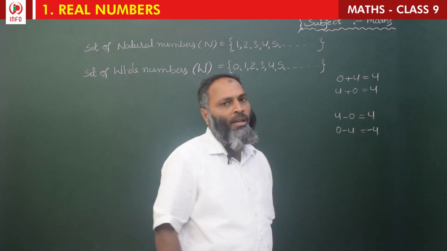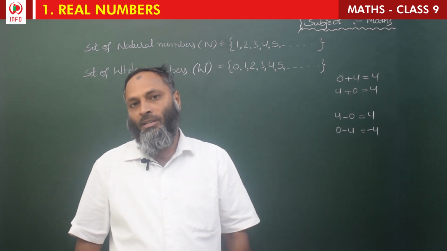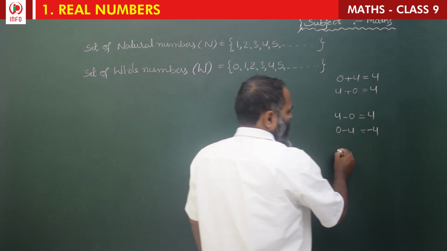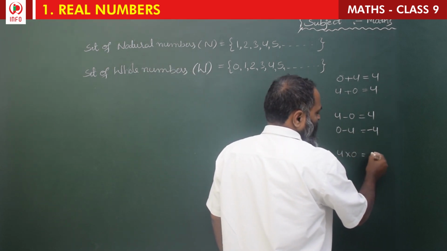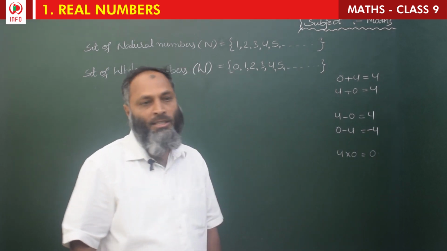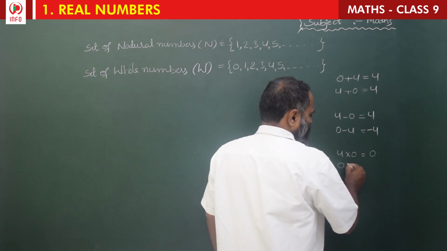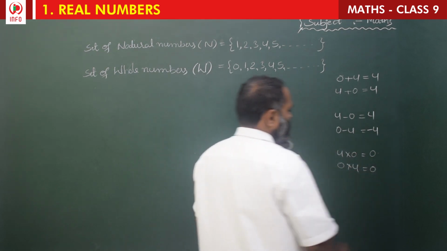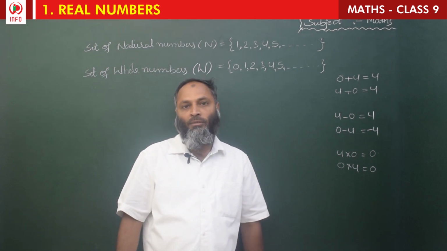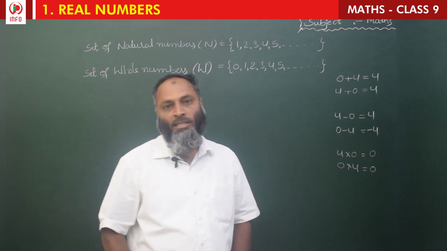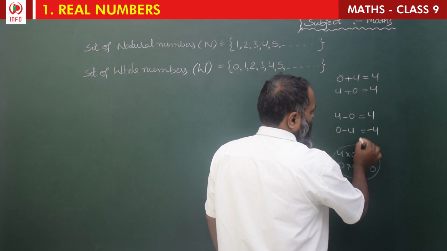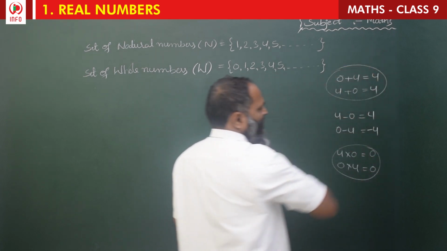So, commutative property is not applicable in subtraction when 0 is there. Then multiplication: 4 into 0, do not say 4, this is 0. If 0 is multiplied with any number, the answer is 0. 0 into 4 is also 0, so 4 into 0 and 0 into 4 both are 0. So if the order changes here also, the answer never changes. It means commutative property is applicable in multiplication and in addition.